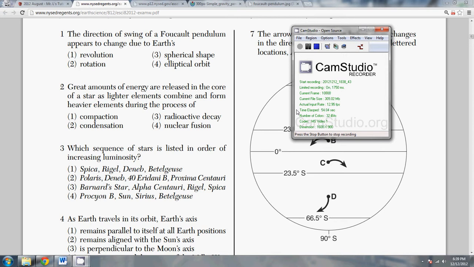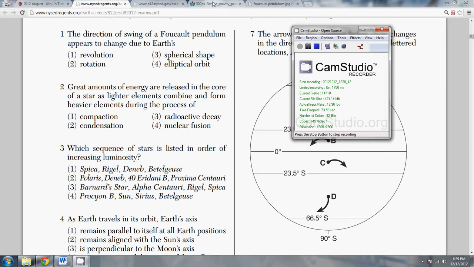Now, I really find this question to be really easy, and I know Mr. L's an earth science teacher, so he knows all this stuff. I find it easy because a lot of these answers can really just be eliminated. But first, you have to know what a pendulum is.